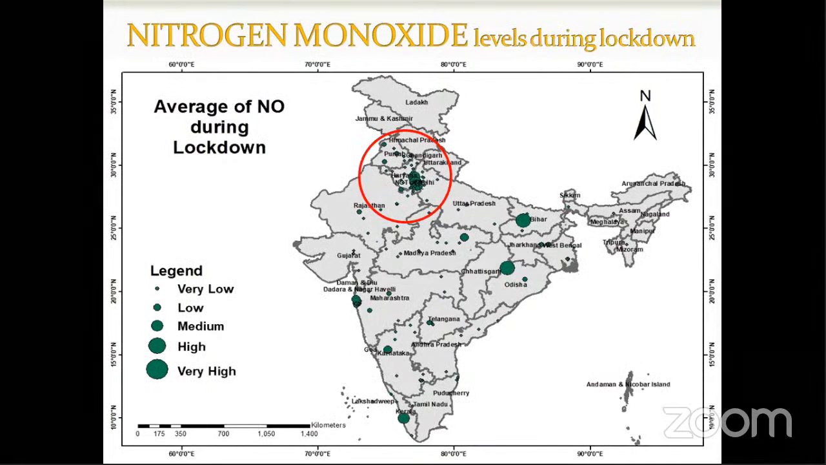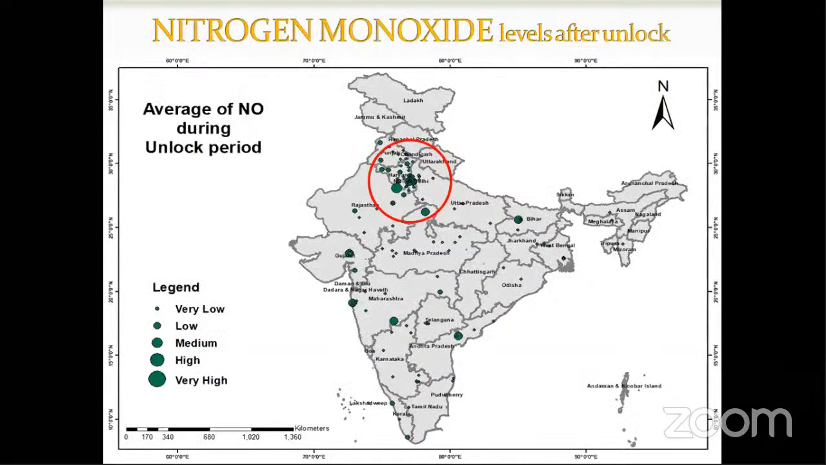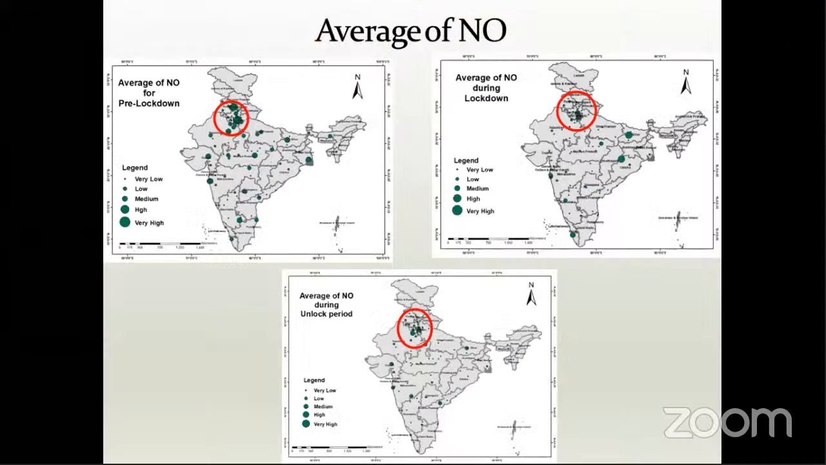During the lockdown, however, apart from Bihar and Odisha, we can see that the rest of India has significantly reduced the level of nitrogen monoxide. After the lockdown has been lifted, the effects of the lockdown are still prevailing into the unlock period and the levels are still less. But in the northern states, we can see that it is still in the low to medium range of nitrogen monoxide levels. This slide is showing the comparison between the three time periods. And we can clearly see from the pre-lockdown to the lockdown how much it has changed.